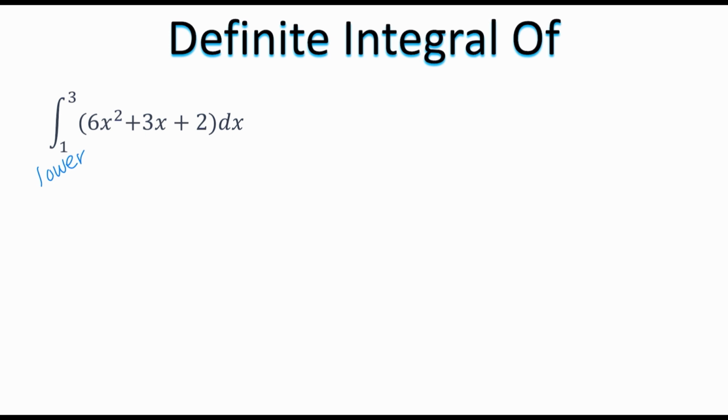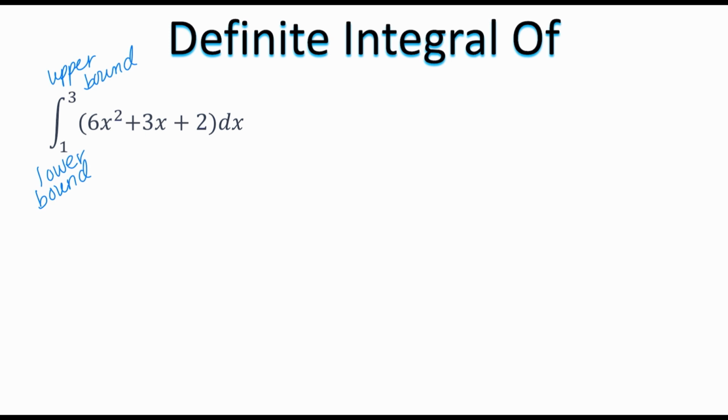This number at the bottom is what we call the lower bound, and the number on the top is what we call the upper bound. Unlike indefinite integrals, where I go to find the antiderivative and I have to always write plus c, in this case we don't need to do that because we're going to be substituting this upper bound and lower bound.